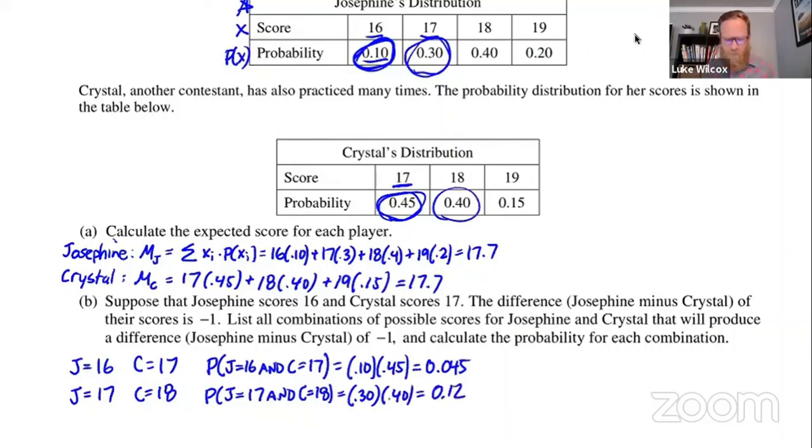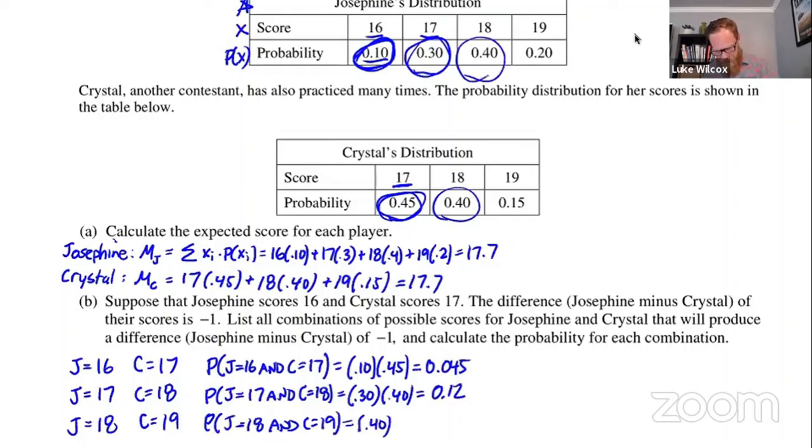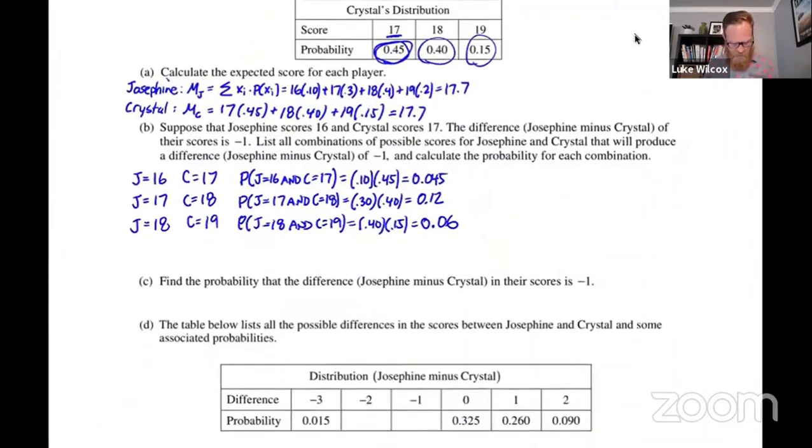And there is one more possibility. That would be if Josephine scored an 18 and Crystal scored a 19. So the probability that Josephine gets 18 and Crystal gets a 19 equals, let's see, 0.40 multiplied by 0.15, and that's going to give me 0.06. And I think those are the only ways that we could end up with a difference of -1. All right, so let's move on to the next part, part C.